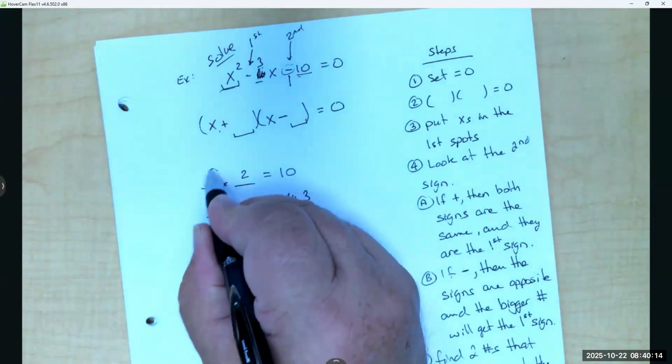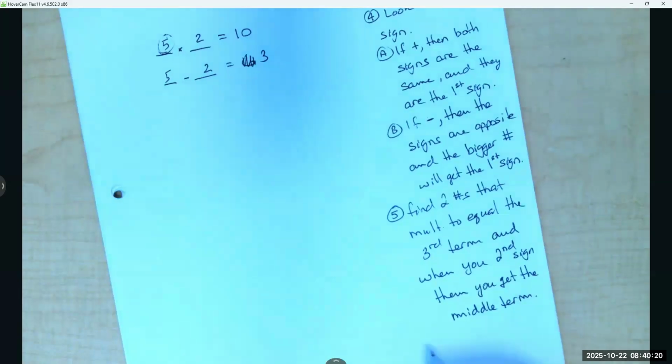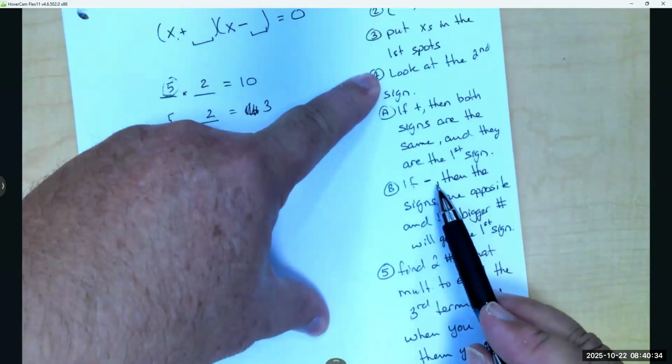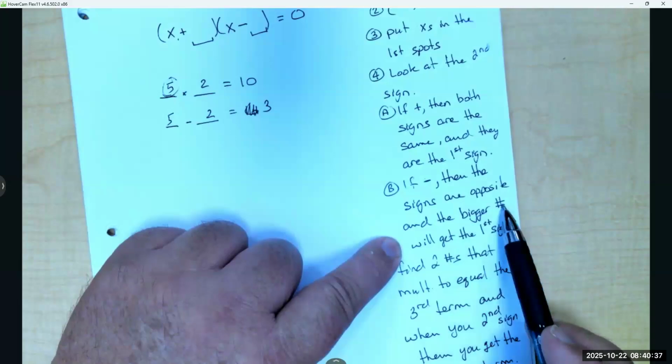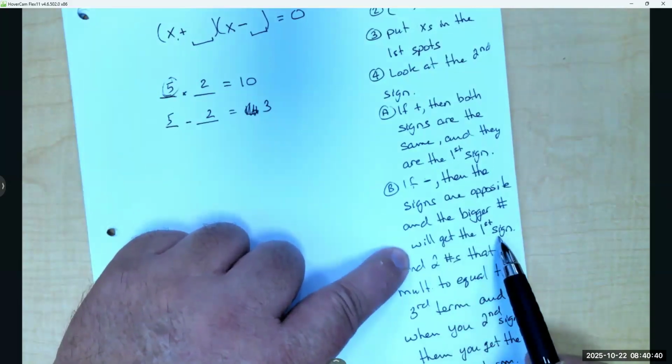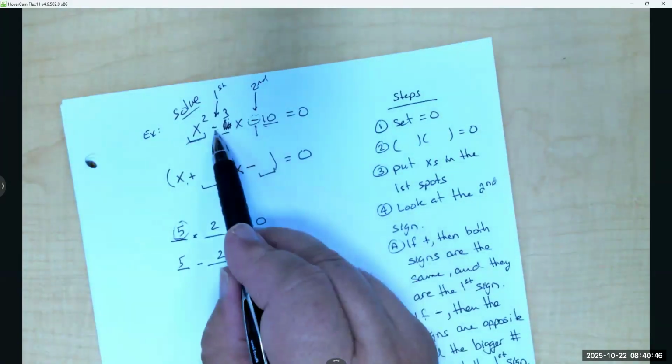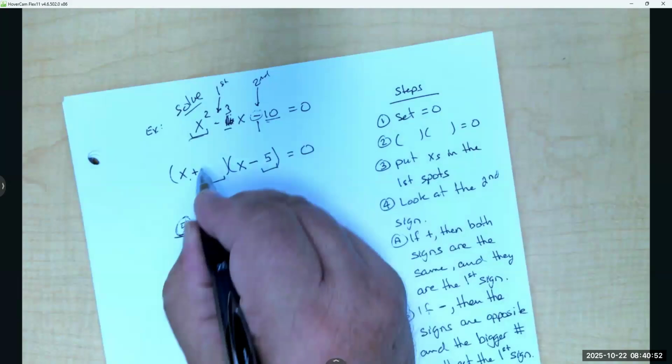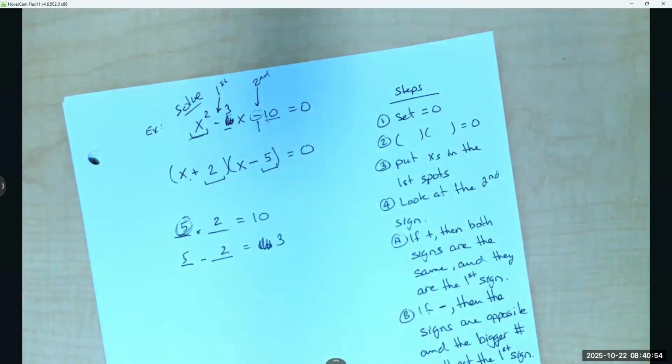So where does the 5 go? According to this, well, we have to put that. I put it over here. If the second sign is a minus, the signs are opposite, and the bigger number will get the first sign. I already put it in there. The second sign's a minus. So the bigger number will get the negative sign. So the 5 goes there and the 2 goes there. That's factoring.